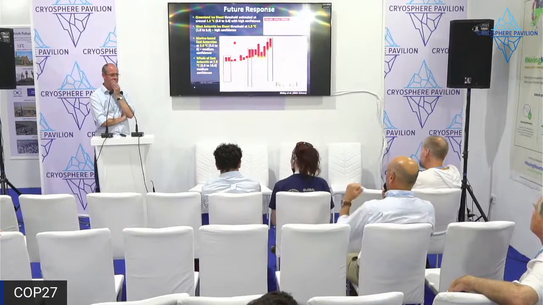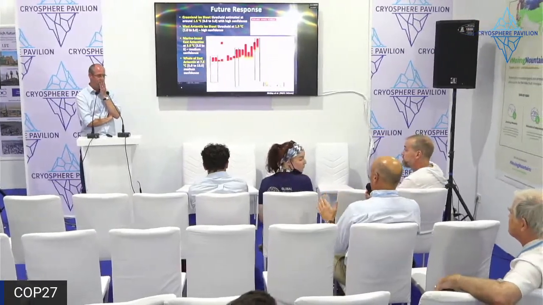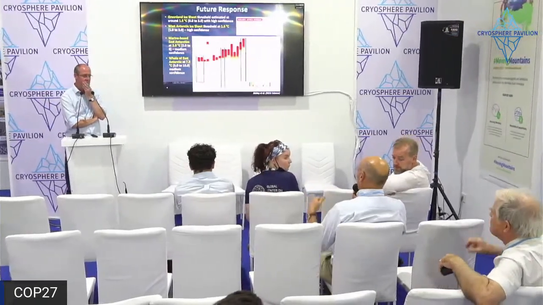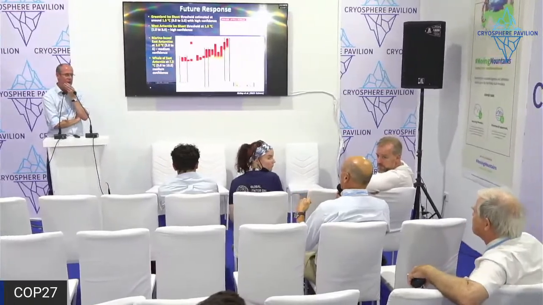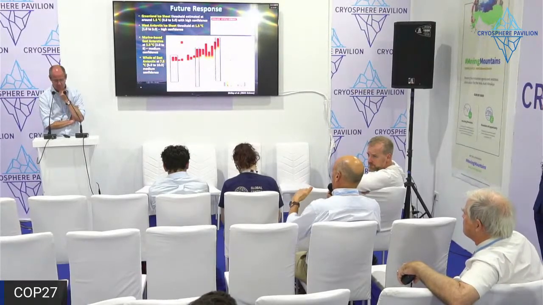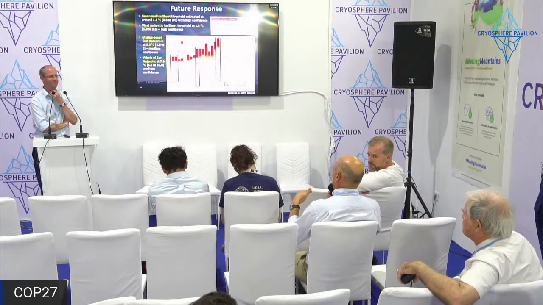Just to add to the question on temperature, I might have missed it. I'm sorry, I came in a bit late. But what about the impact of the ocean temperatures? I thought that was one of the key risks for the West Antarctic ice sheet, the warming from below. What do we know? What are the models telling us about the trajectory of that change?